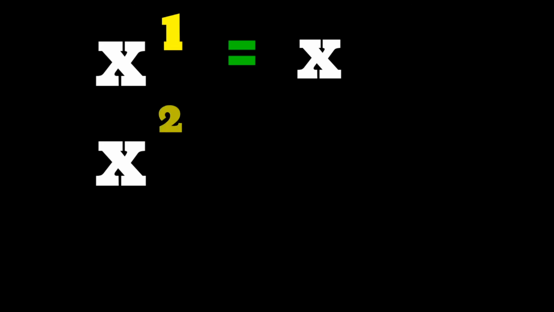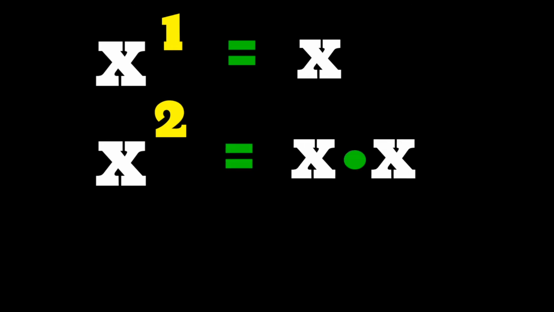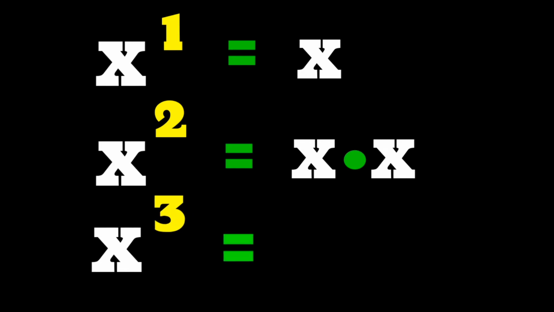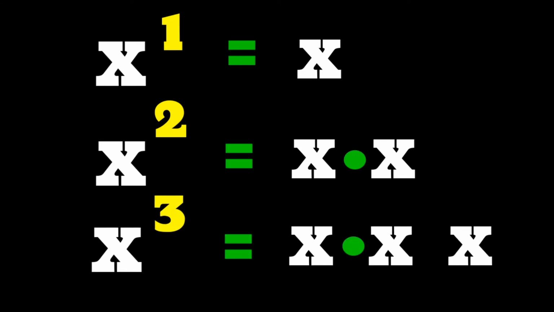Examples: x to the first power is x. x to the second power is x times x. x to the third power is x times x times x.